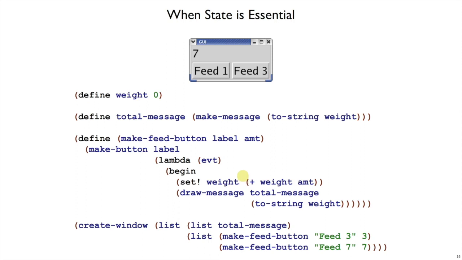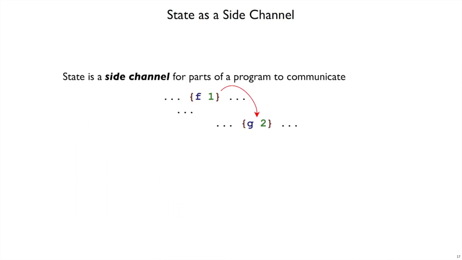So what's going on here is that the GUI library doesn't pass the current weight into the callback function or get the current weight out. And so the user of the GUI library needs a side channel to communicate the weight. And this is what state does in general. State gives the programmer a way of adding a side channel to a program.